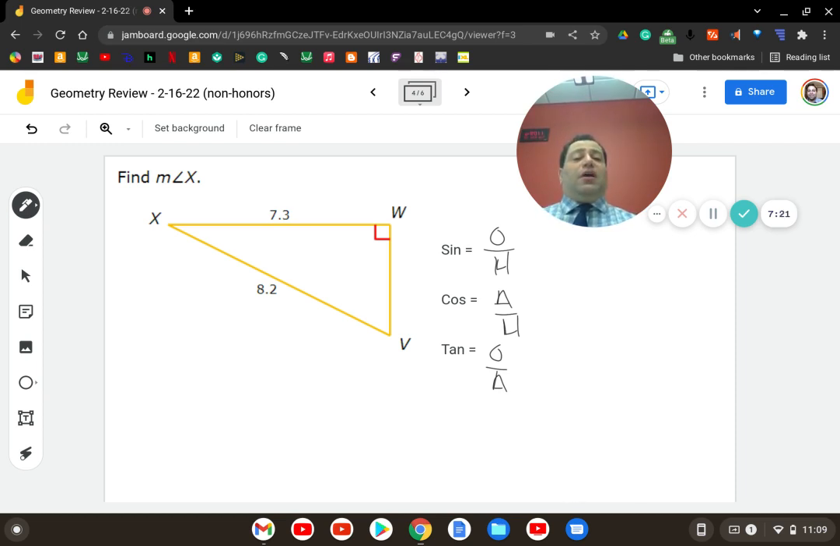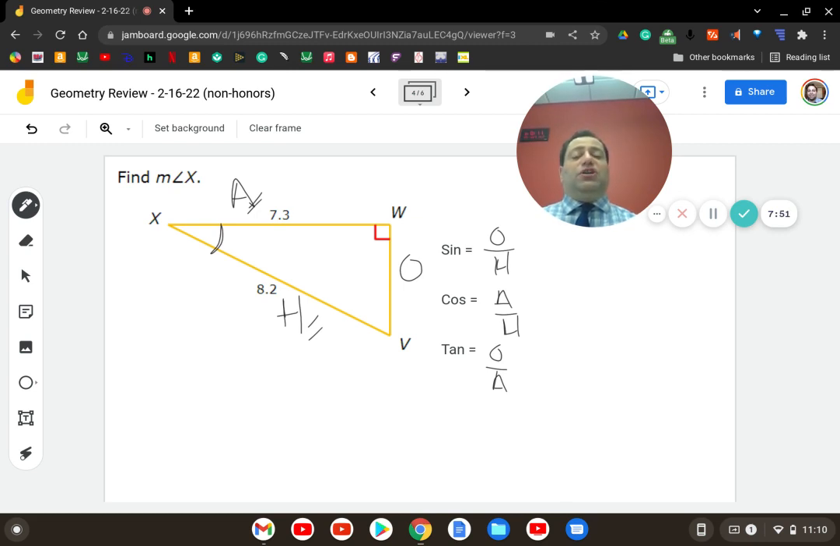Let's take a look at our example. We're trying to find angle x, so angle x becomes our reference angle. Based upon where I'm located, I know that 8.2 is the hypotenuse, WV is opposite, and 7.3 is adjacent. I'm trying to find angle x, and I know adjacent and I know hypotenuse.